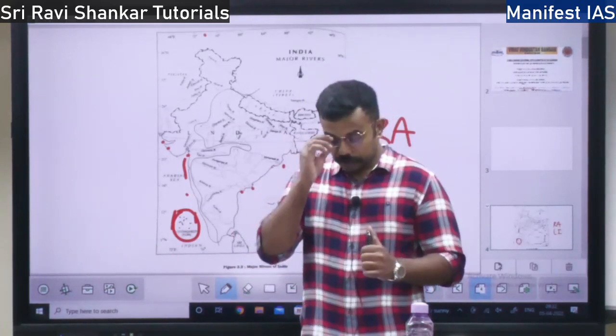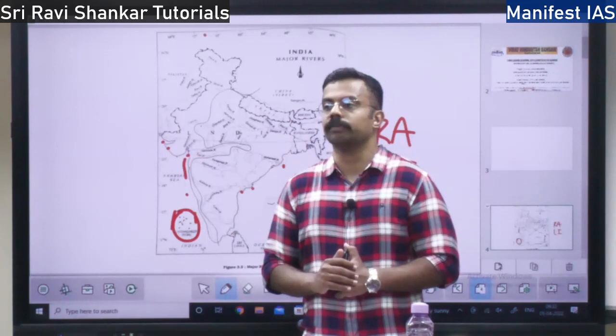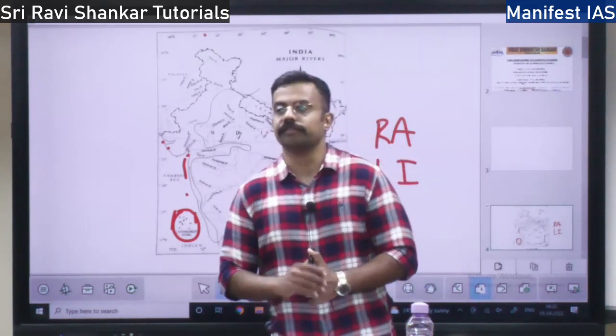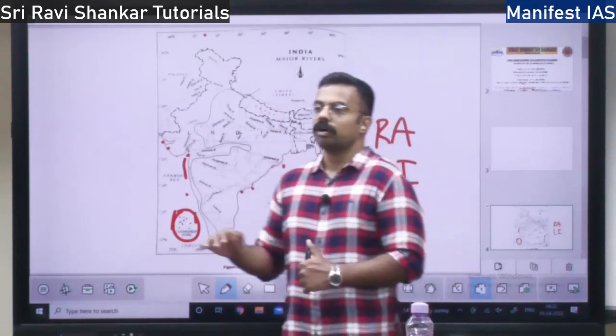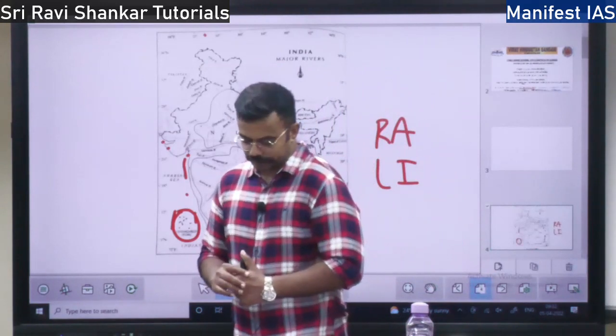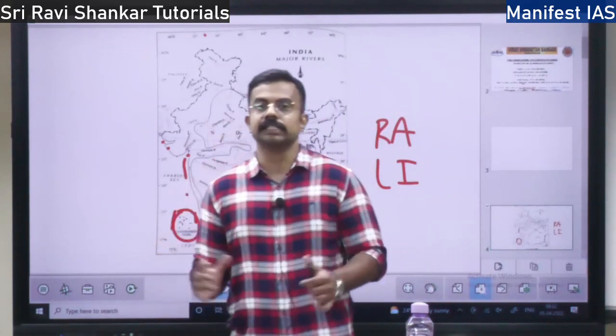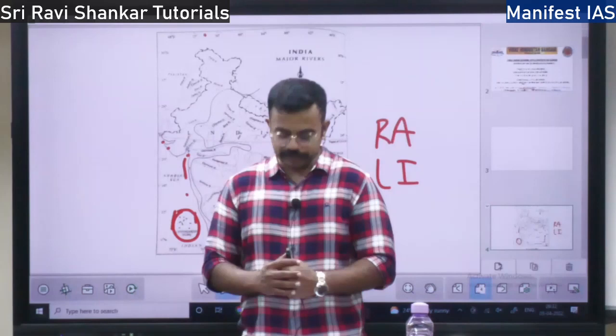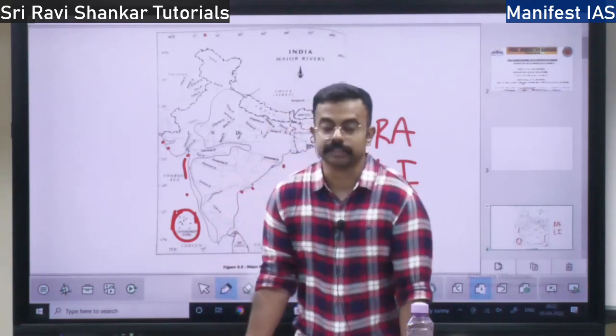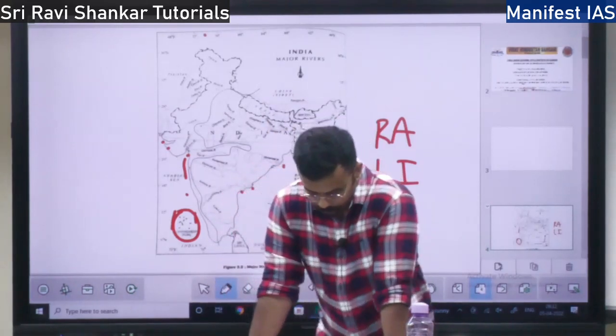So drainage is the water. How does the water get accumulated? How does it flow on the surface? How does it flow underground? What is evaporation? Everything. What is the basin? What is the catchment area? Everything we will discuss in the drainage system of India.